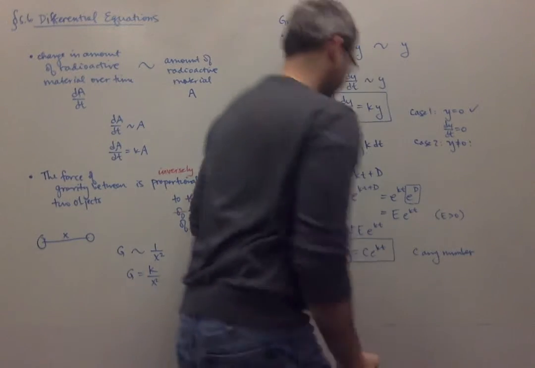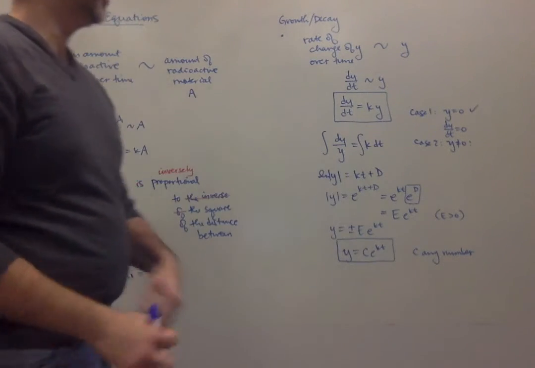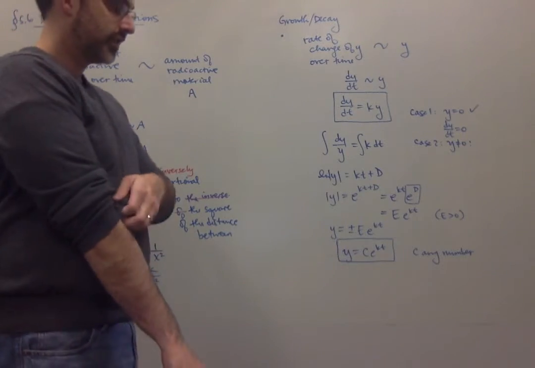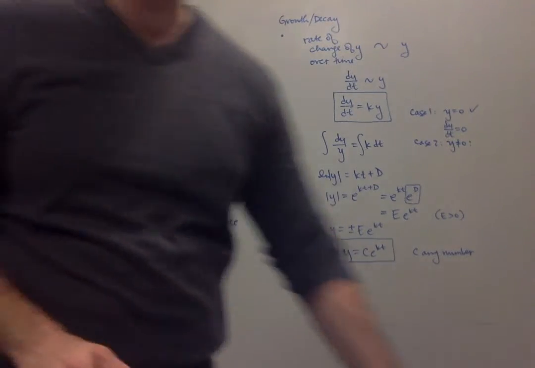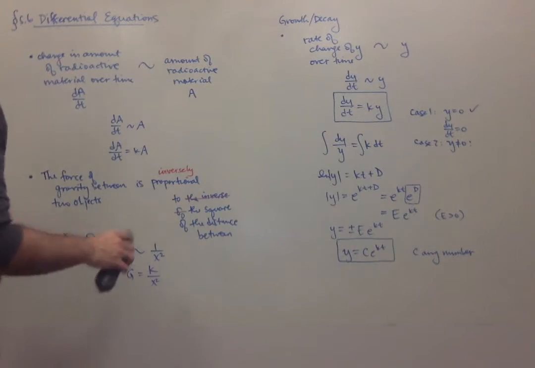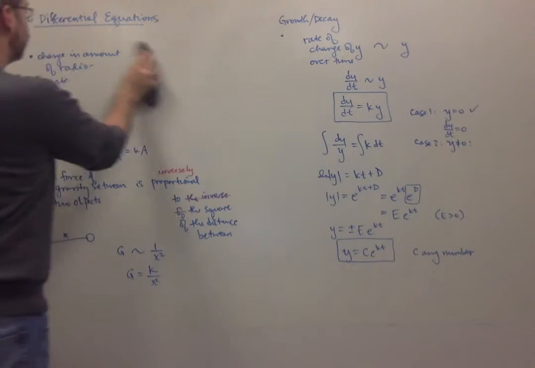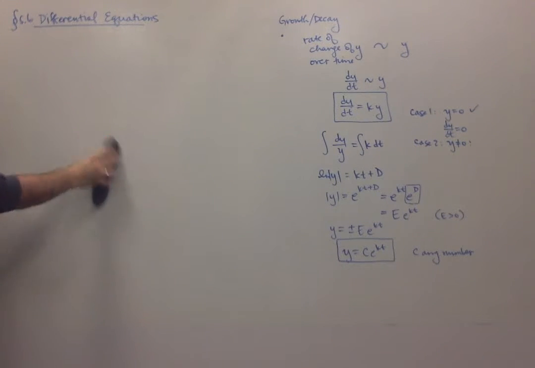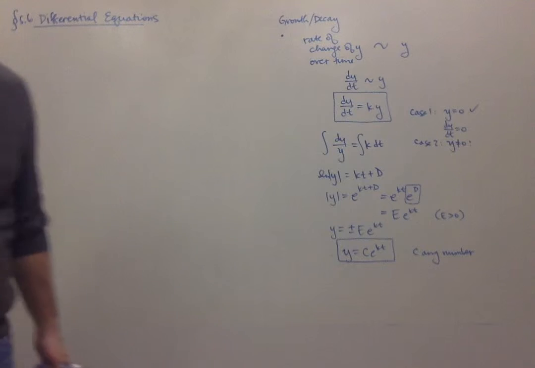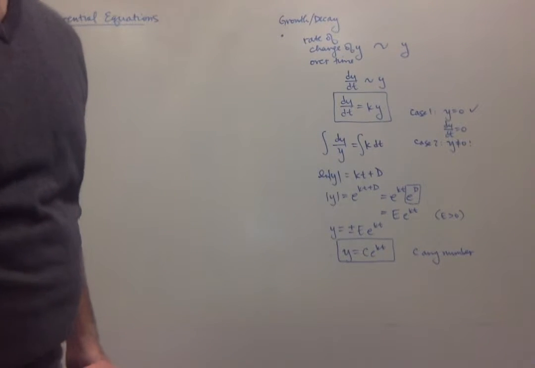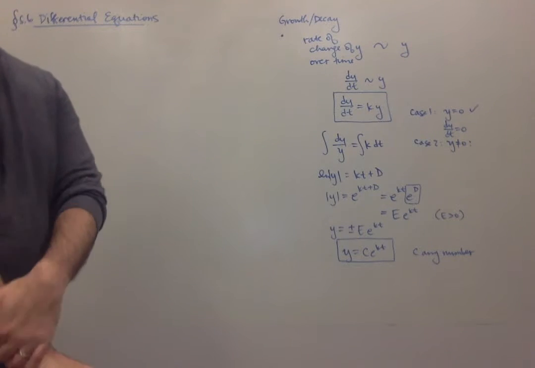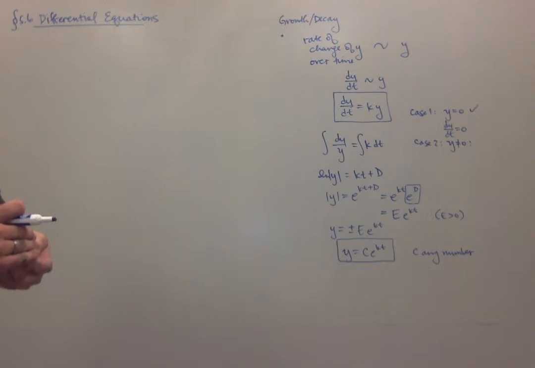This is my general solution for this scenario when my rate of change over time is proportional to the original thing itself. The solution is y equals some constant times e to some other constant times t. So we're going to look at several situations that have this type of behavior, and we're just going to use this equation to get solutions. Okay. So let's take an example.